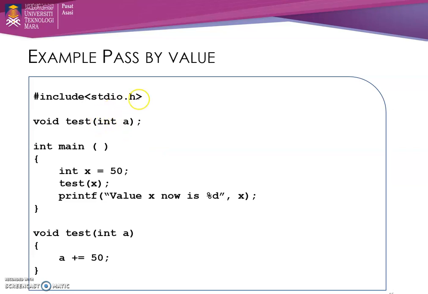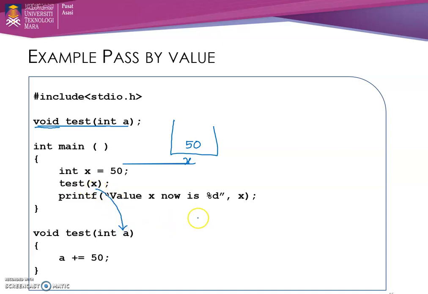So this is an example of pass by value. This is a non-return value function where the name of the function is test, and this function has one passing value, which is integer a. Now we go inside the main function. There is a local variable being initialized where x is 50. Now this is a function call where test passes the value of x to a.